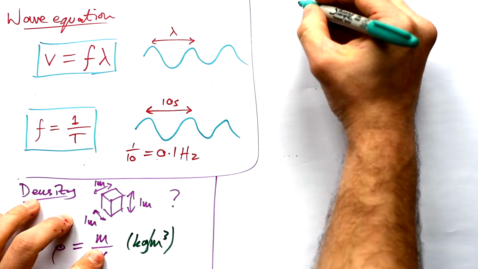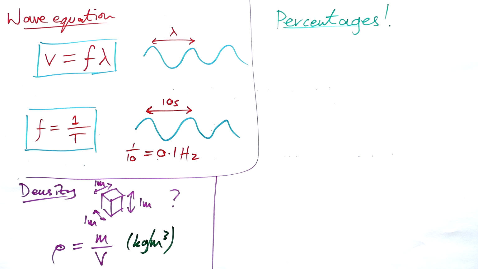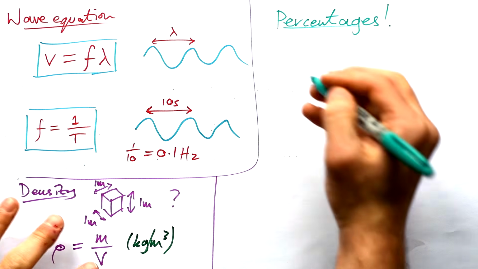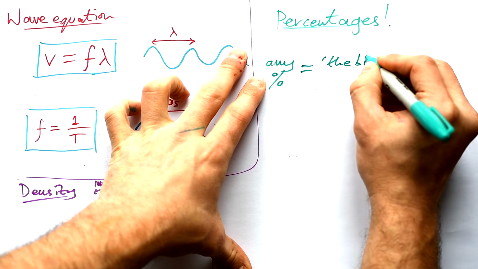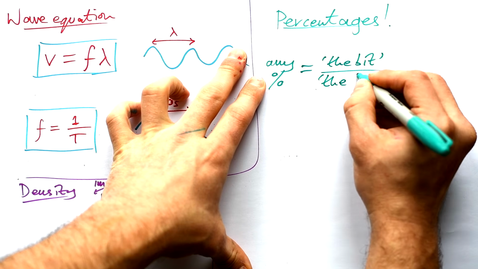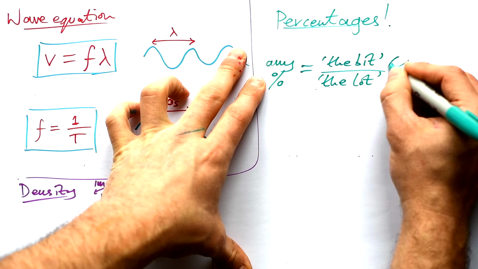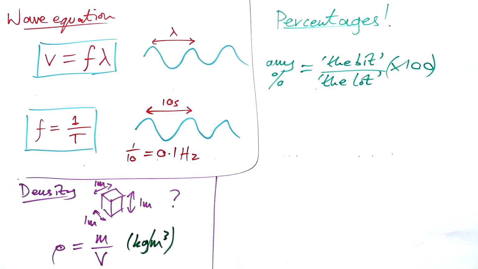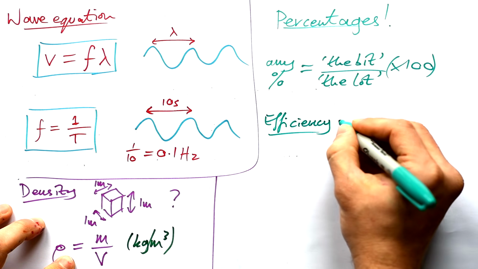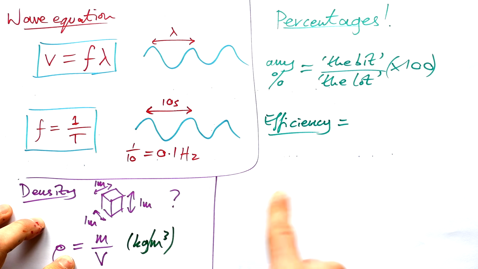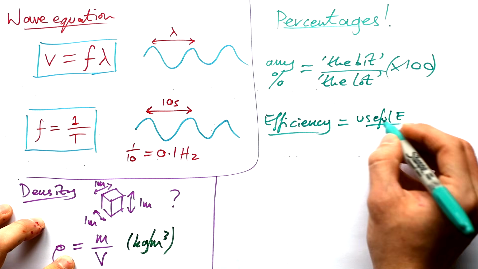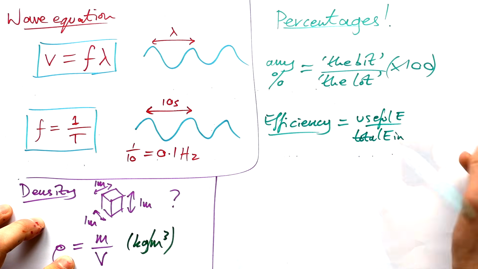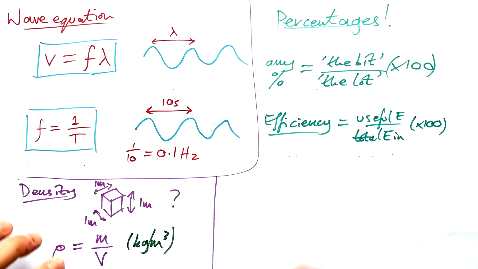Last but not least, what about percentages? People often freak out when it comes to percentages, but they're the easiest things in the world. To find out any percentage, we take the bit that we're concerned about, divide it by the lot, and then we times by 100 at the end to turn it from a decimal into a percentage. So how does this work for, say, efficiency? Efficiency is a percentage where we're concerned about how much of the energy going in is being used usefully. So we can say that the bit is the useful energy, divided by the lot, that's the total energy in, and then we can times by 100 at the end to turn it into a percentage.